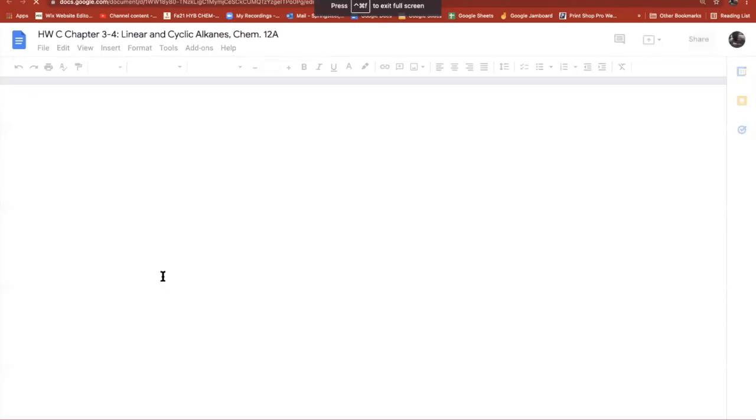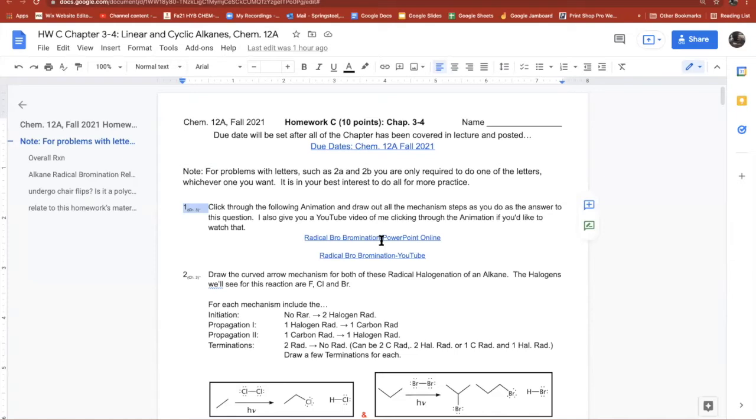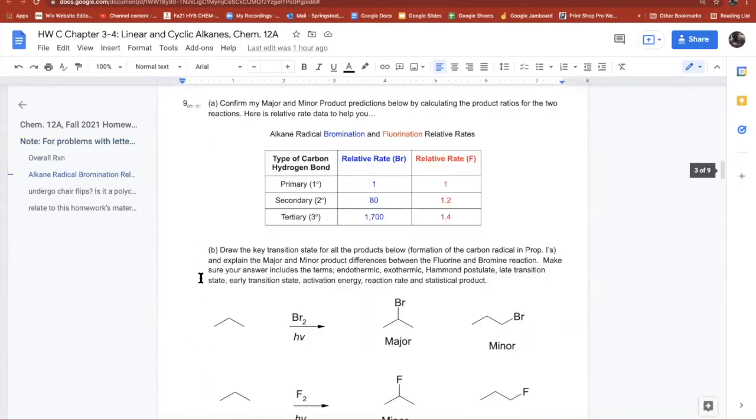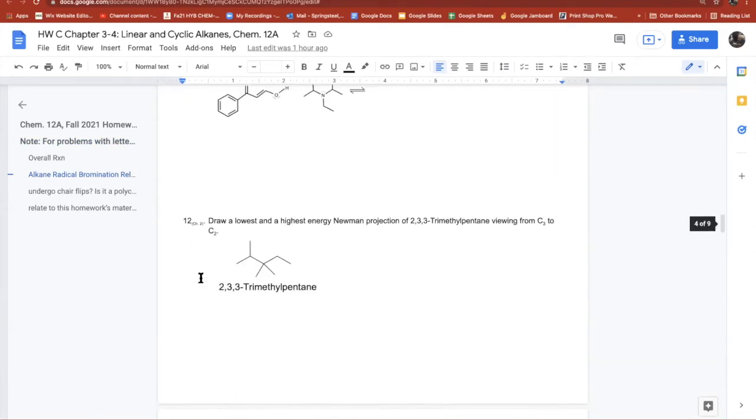I'll show you real quick. I even labeled each problem. So this first problem, number 1, is from chapter 3, so you should be able to do it. It's just to click through the animation and write out the examples. And question number 2 is chapter 3. So you can just go down the line, most of these are chapter 3, and towards the end, I threw in a couple of reviews.